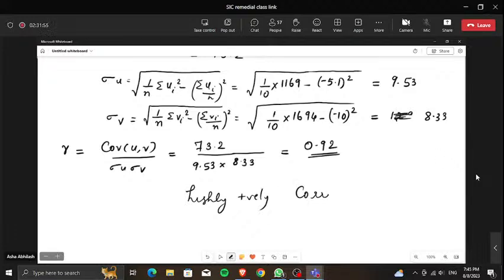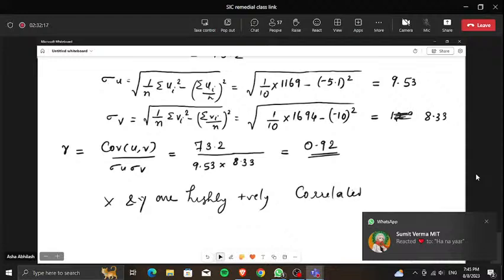correlated. That means X and Y are highly positively correlated. X and Y are highly positively correlated. That is the comment. Yes, correlation part is clear.